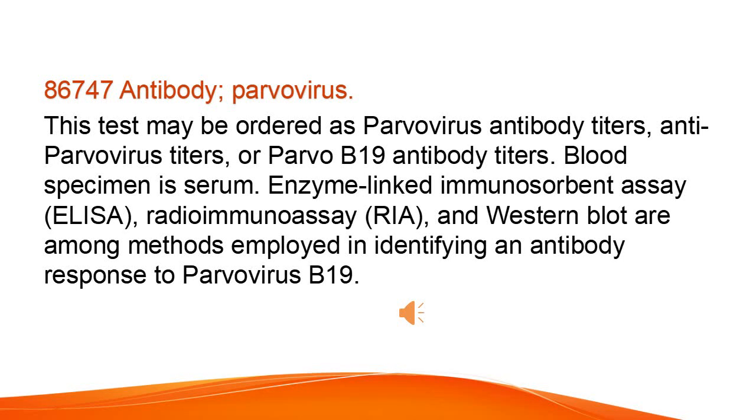Antibody, parvovirus. This test may be ordered as parvovirus antibody titers, anti-parvovirus titers, or parvo B19 antibody titers. Blood specimen is serum. Enzyme-linked immunosorbent assay, ELISA, radioimmunoassay, RIA, and Western blot are among methods employed in identifying an antibody response to parvovirus B19.